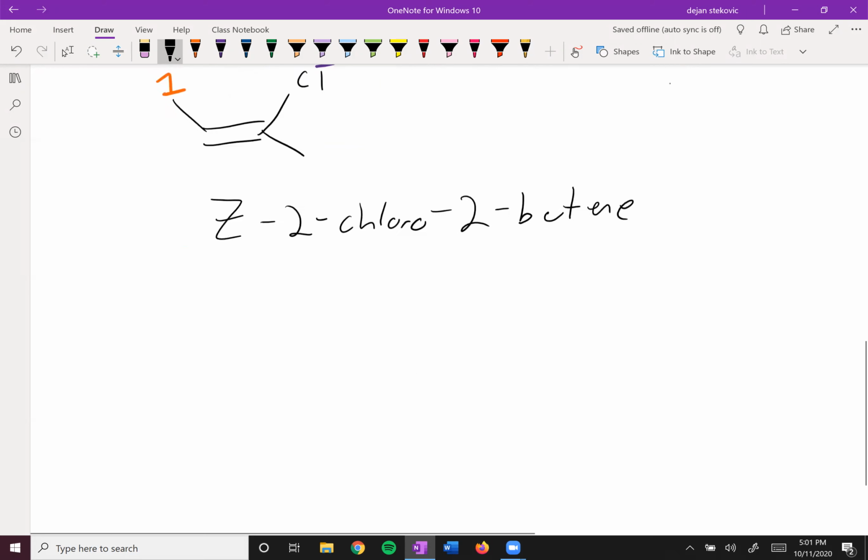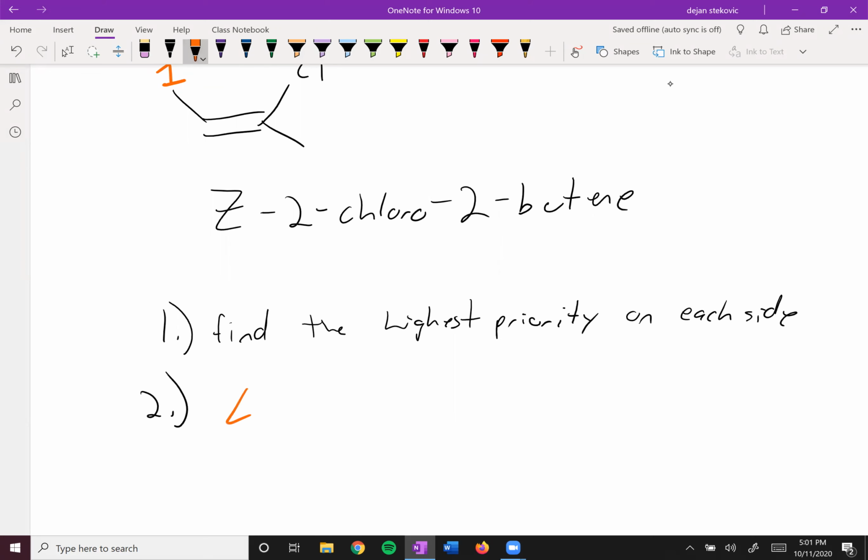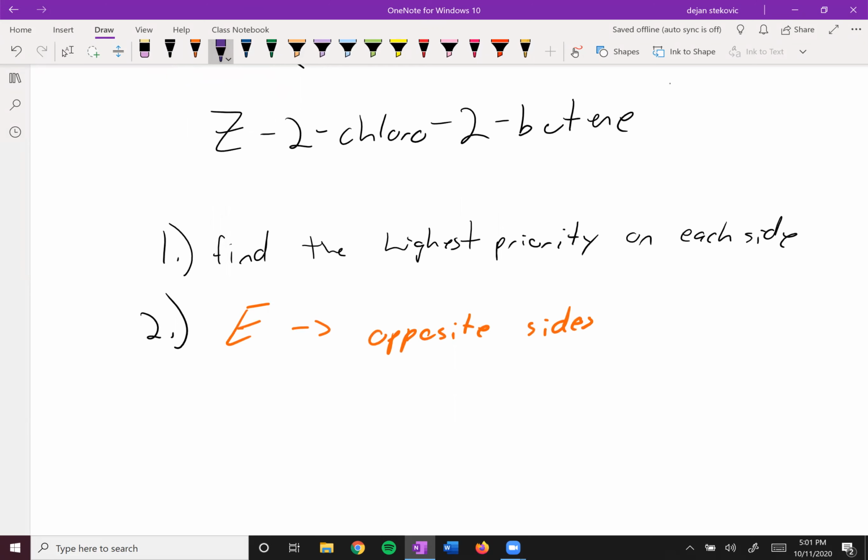So again, the steps are pretty simple. What you want to do first is find the highest priority on each side. And then if they're on opposite sides, it's E. And then if they're on the same side, it's Z.